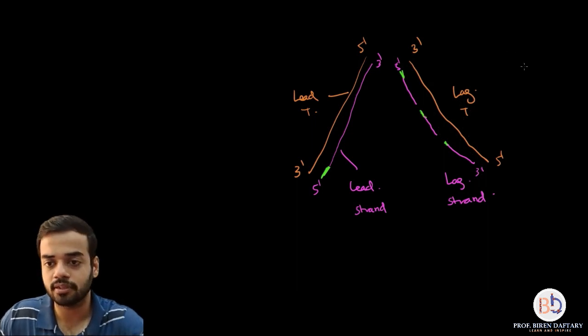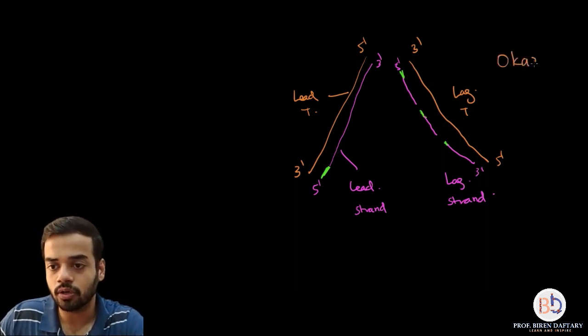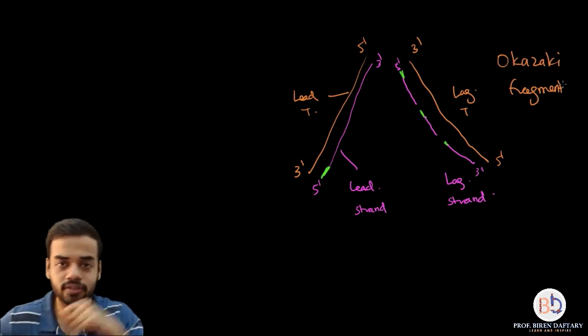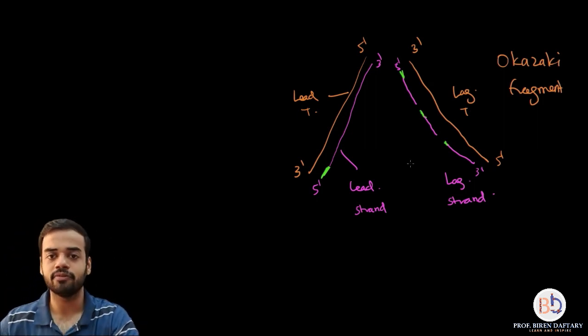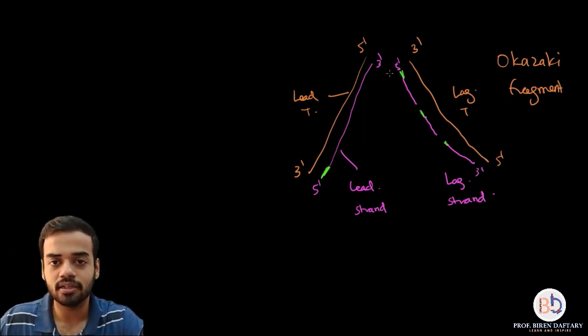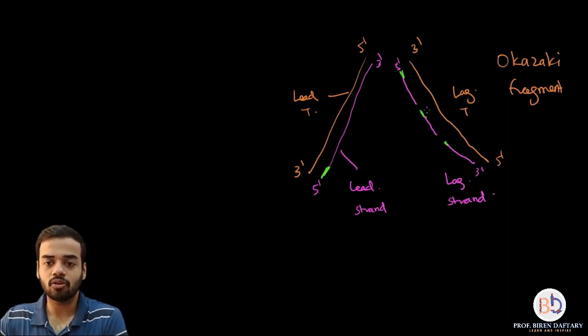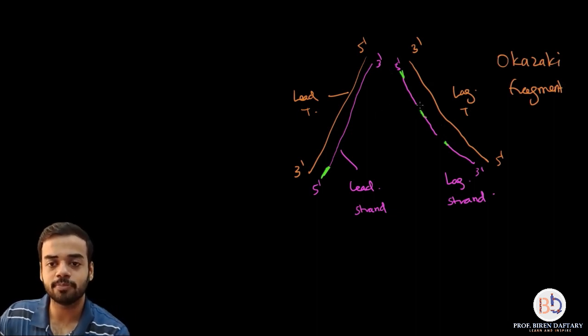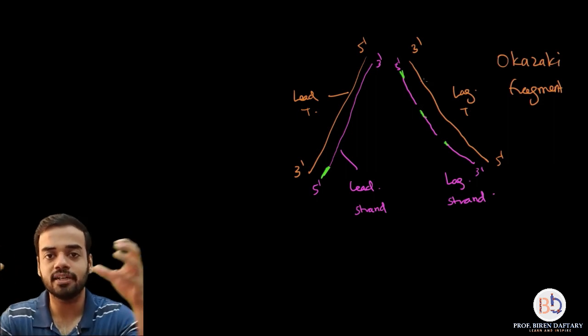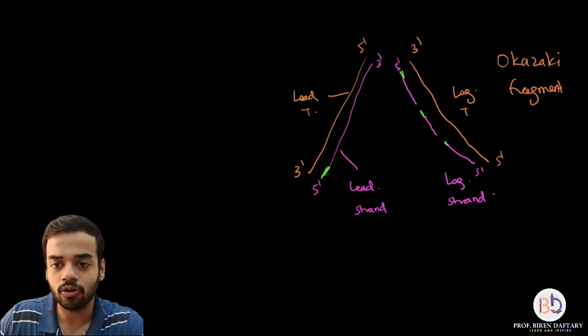So please remember that. What are Okazaki fragments? Okazaki fragments are the pieces of the lagging strand which are produced one after the other, and there is a small gap in between them. So what is the next step? The next step is that the gap which is present between all these strands is attached by an enzyme called DNA ligase.